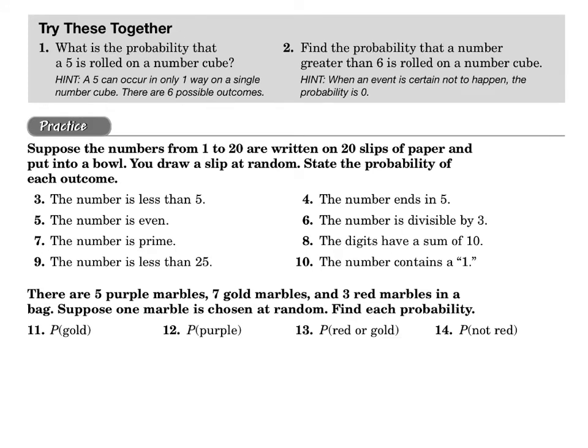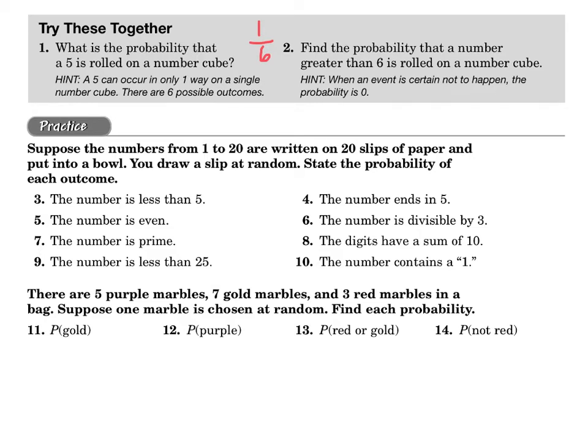All right, so we'll try some of these. The first 2 are done for us, so let's go over those real quick, and then you can pause it and try these on your own. What's the probability that a 5 is rolled on a number cube? Well, a 5 only happens one way on a single cube, and there are 6 possible outcomes, so we would have a 1 in 6 chance of getting that on a number cube. We won't worry about the percents and decimals. If you want to do all of those on your own, you're more than welcome to.